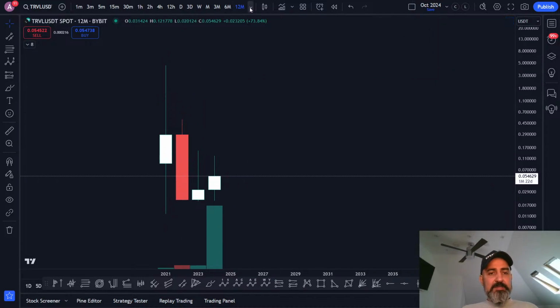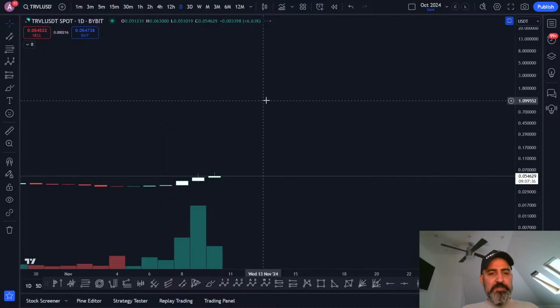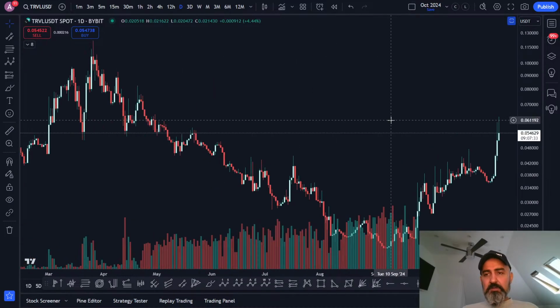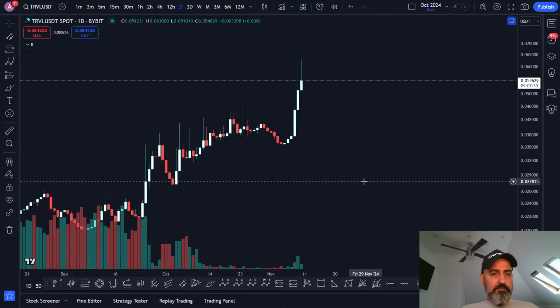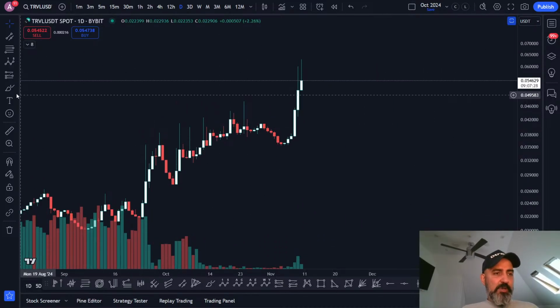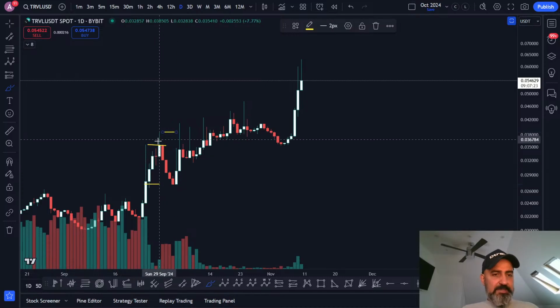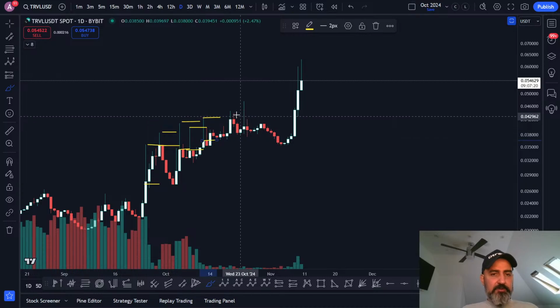Every time frame has its own little story, right? That's a kind of easy way. Like if you want to look at a daily time frame now, every single one of these green wicks was a sell zone. Look, every time you formed a green wick, the price was struggling to get through it. See that green wick, all these green wicks, yeah.